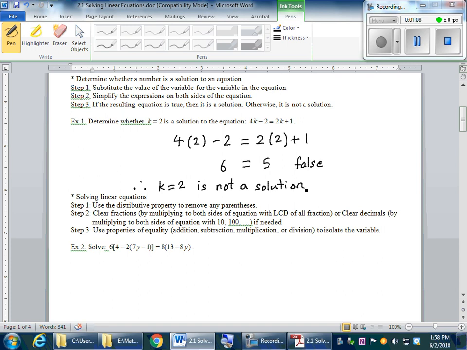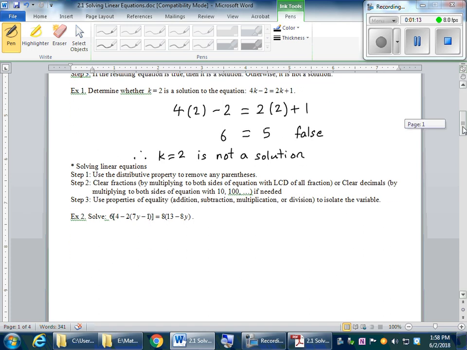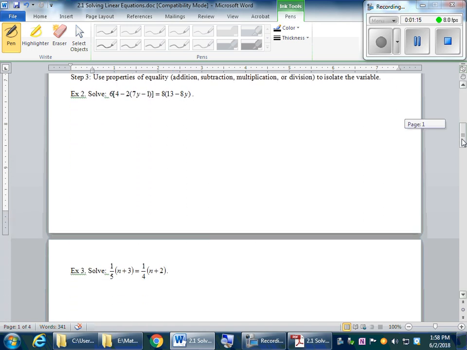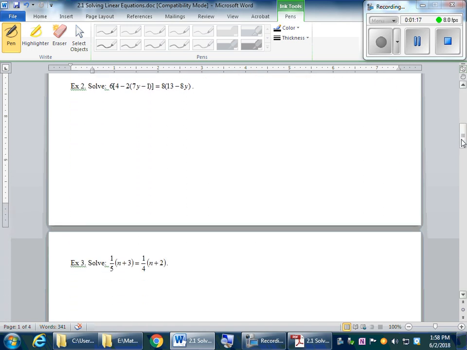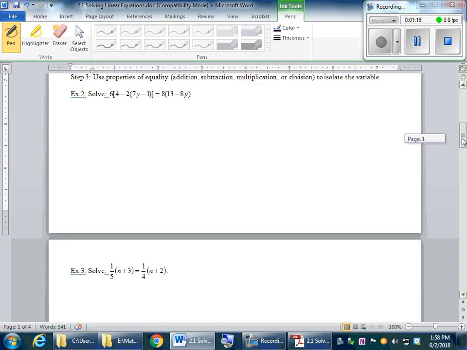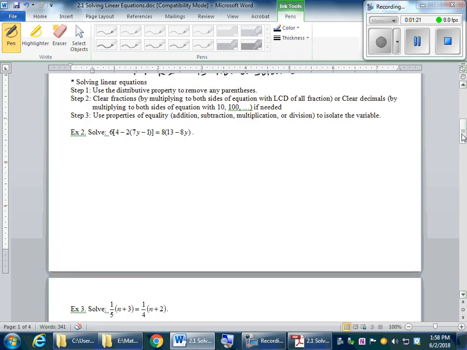So now we want to review how to solve a linear equation. Example 2. So first, we will simplify each side of the equation. That means on the left hand side, I will distribute this negative 2 into both. On the right hand side, I will distribute this 8 into both.